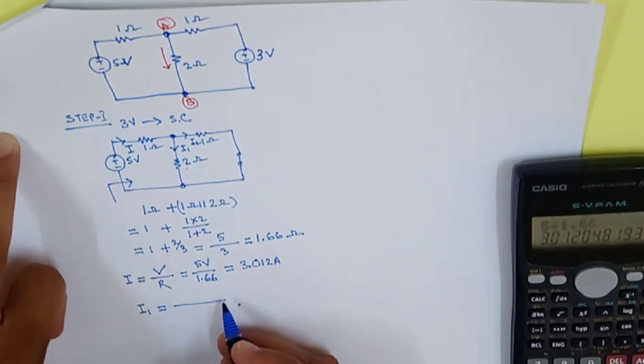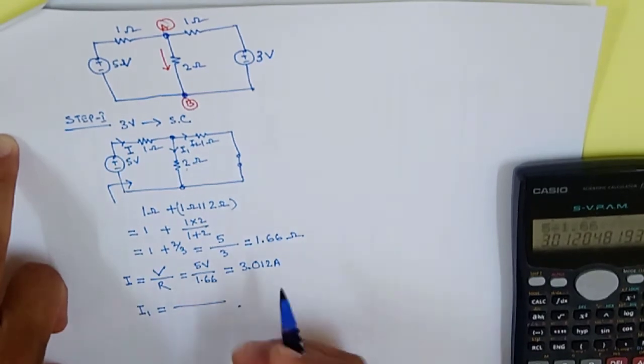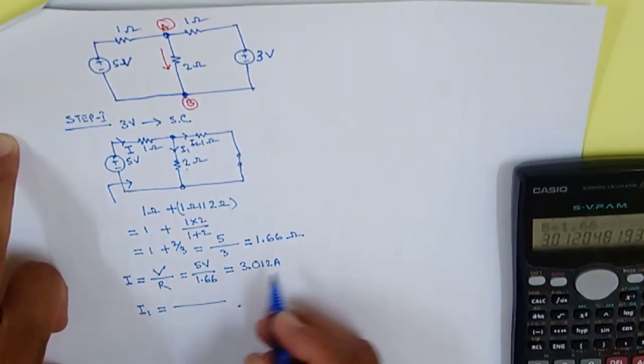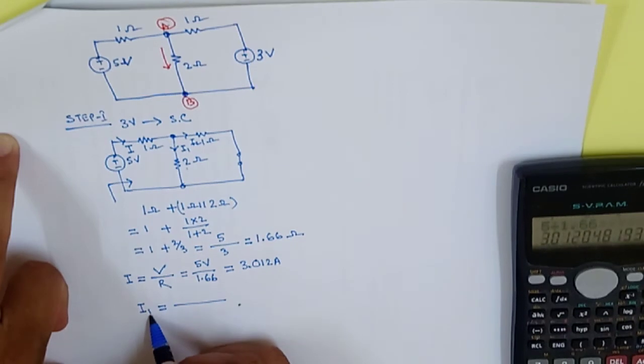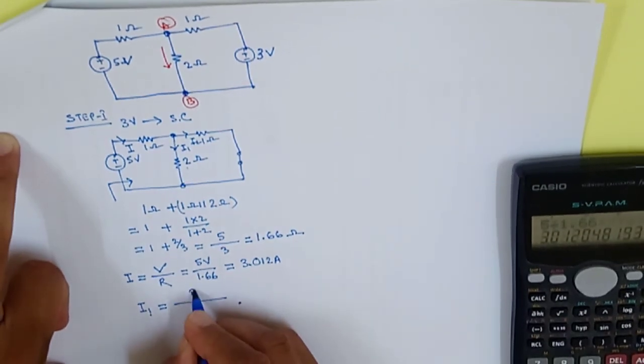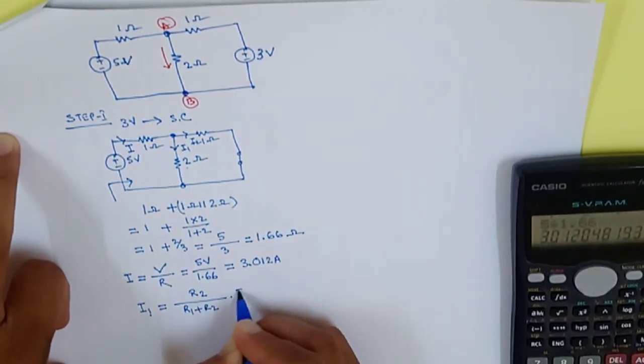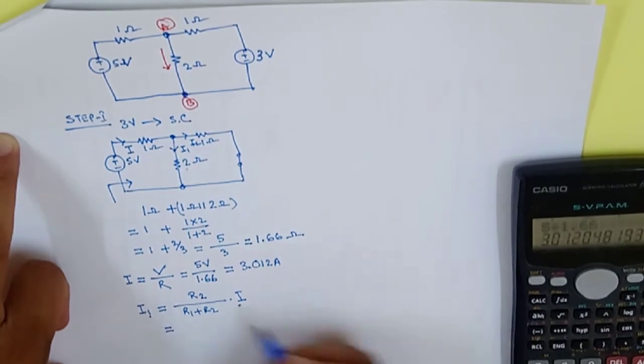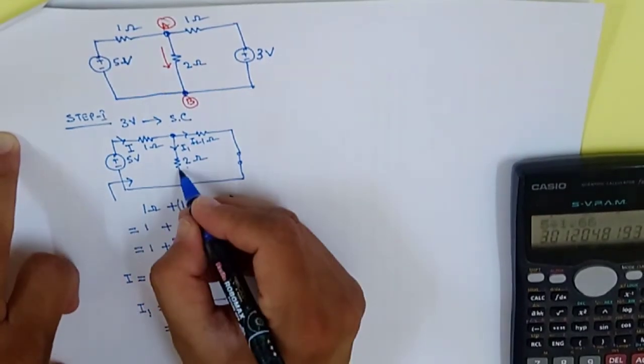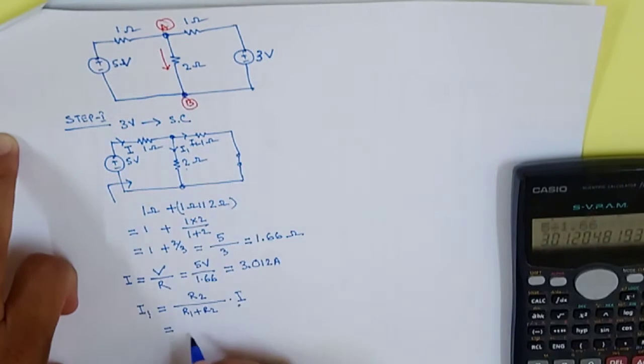If you don't know the formula, just go and check my current divider and voltage divider law video, how we made it in the previous video. You can check it. It's very easy. So now if this is the I1, it should be R2 divided by R1 plus R2 into the main current. So R2 means we are finding this current, so we need this resistance at top.